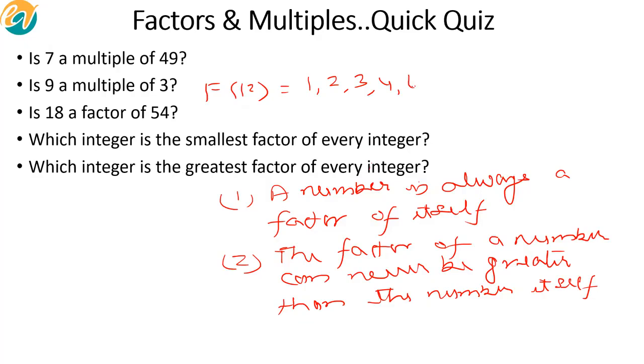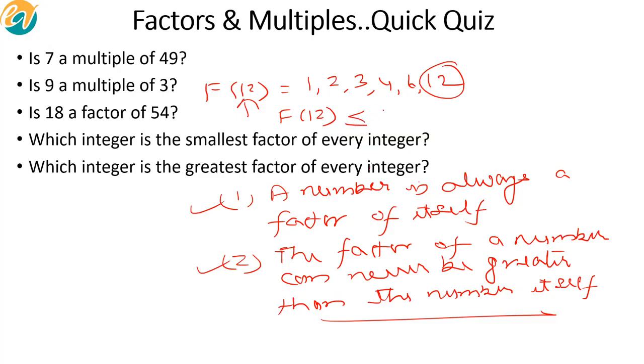2, 3, 4, 6, and 12. So a number is always a factor of itself. And secondly, the factor list of a number can never comprise a factor that is greater than the number itself, which means all the factors of 12 have to be lesser than or equal to 12 itself. So if you combine these two things, we get an answer to this question. What integer is the greatest factor of every integer? The number itself will be the greatest factor of every integer.